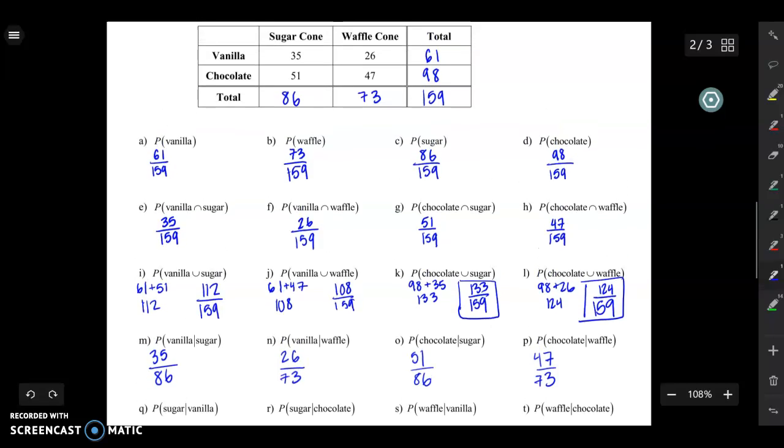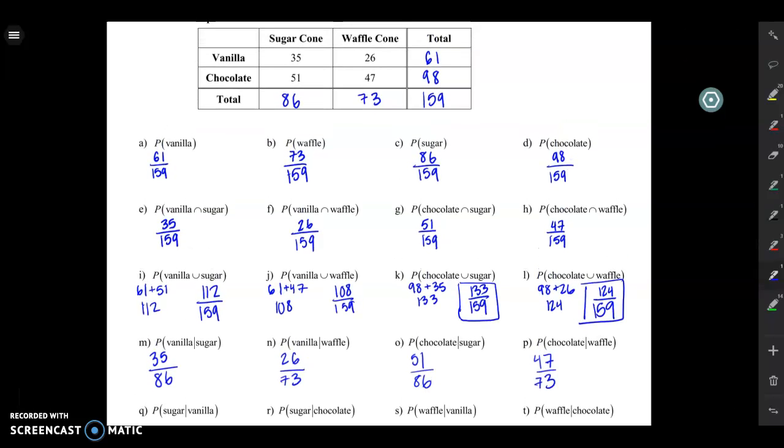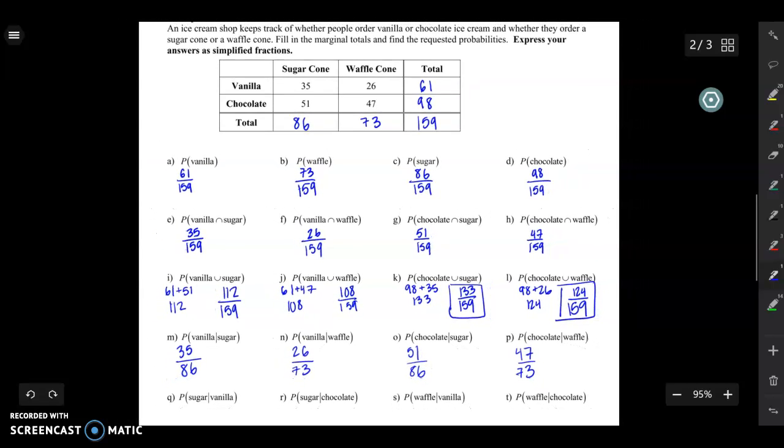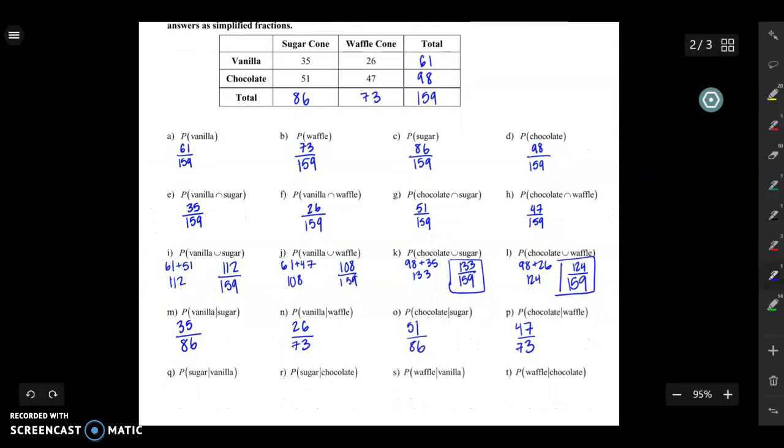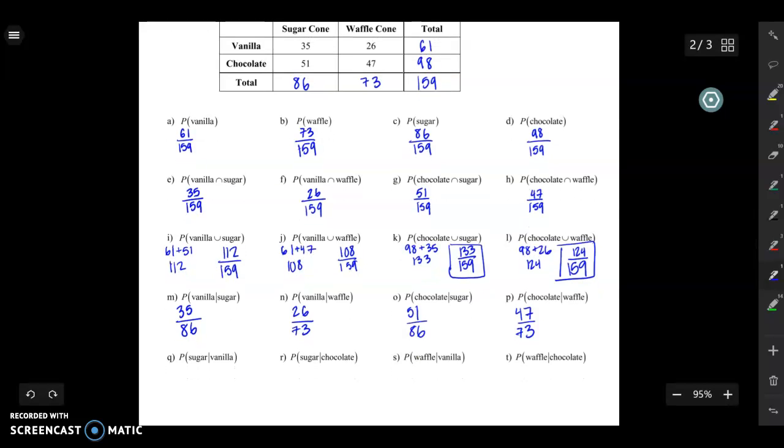Okay, in all the examples we just did, we were looking at ice cream flavors given a certain cone. So let's go ahead and do it the other way and look at what's the probability of ordering a sugar cone given that you've ordered a vanilla ice cream. This is kind of going to feel similar to what we just barely did. So I'm going to look at the total number of people that ordered vanilla ice cream. That's 61. And of the 61 that ordered vanilla ice cream, how many ordered a sugar cone? 35.